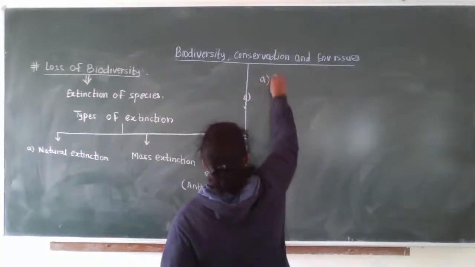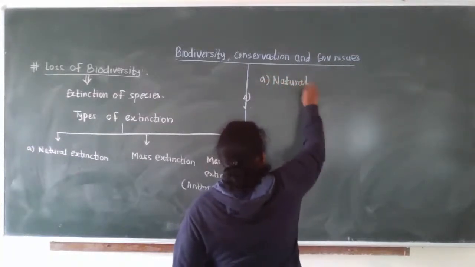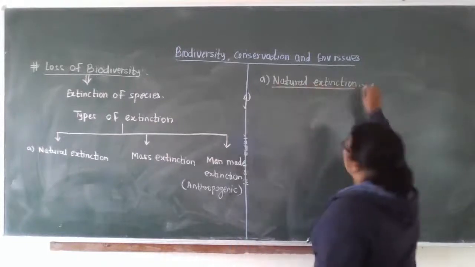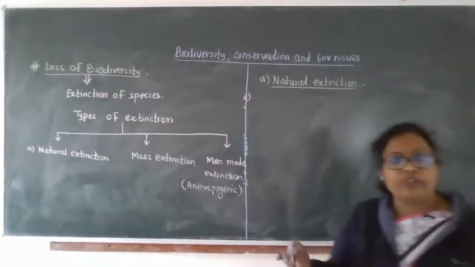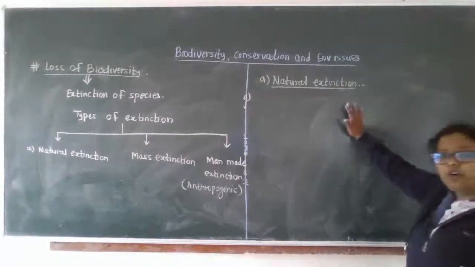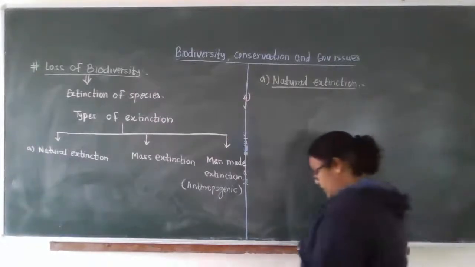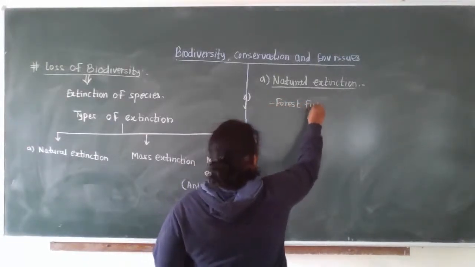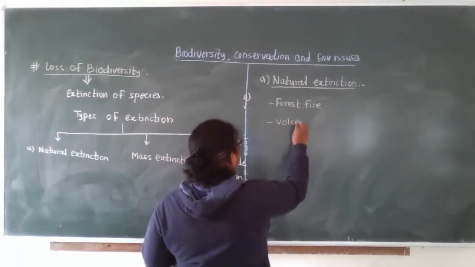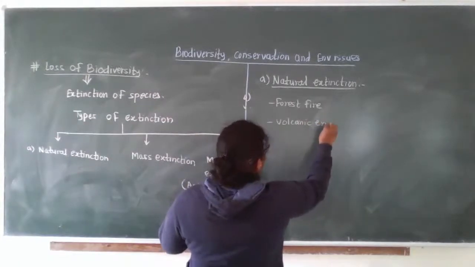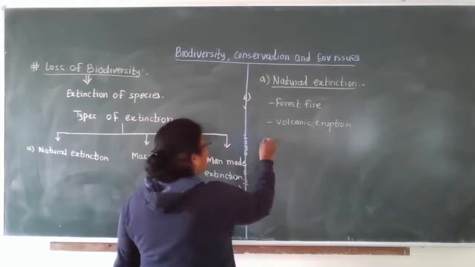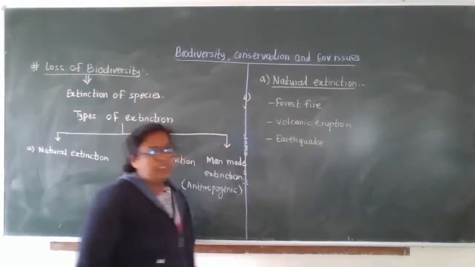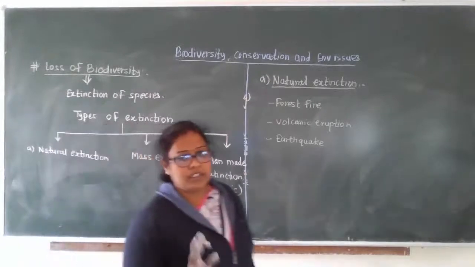So we will deal first with natural extinction. The extinction occurs naturally. There is no role of any human interference, and this totally occurs because of natural calamities. There are so many reasons, and these are: the first one is forest fire, the second one is volcanic eruption, and the third one is earthquake. So these are the three reasons by which biodiversity can be lost.